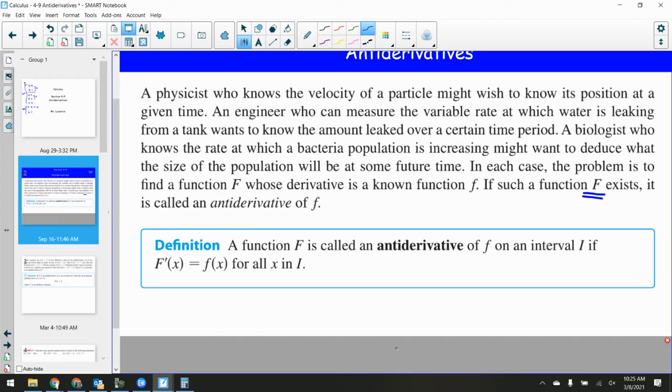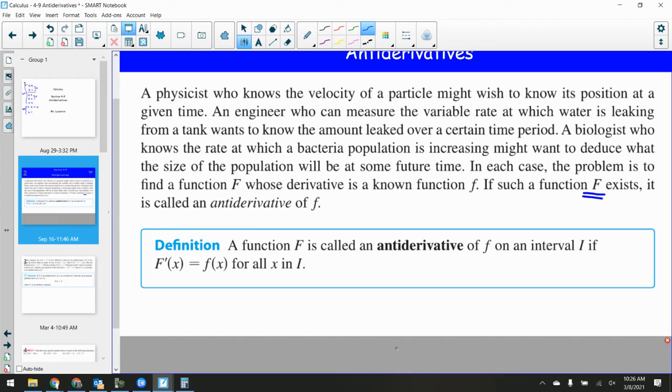So here's our definition. A function F is called an antiderivative of f on an interval I if F prime of x is equal to f of x for all x in that interval. This is really the important statement here. If you can find a capital F and find the derivative of it, that'll get you back to the original. A lot of the homework problems say check your answer by finding the derivative. That's just a suggestion, not a necessity. You can always check your answer by finding the derivative. It should get you back to your original.